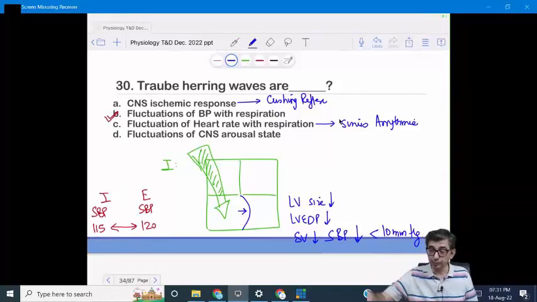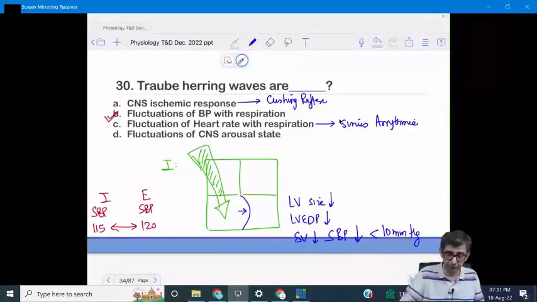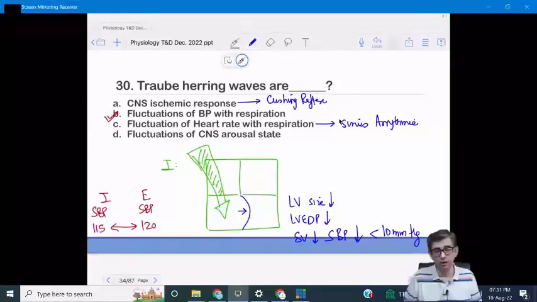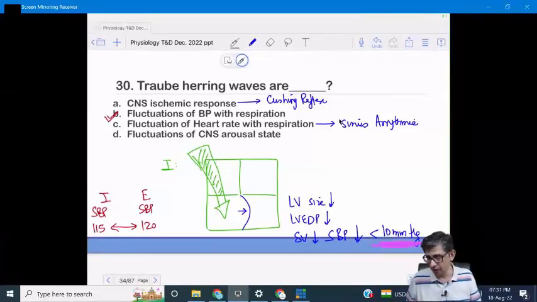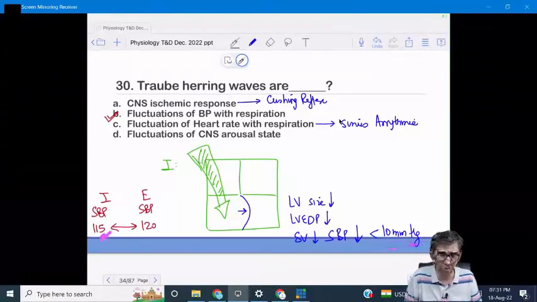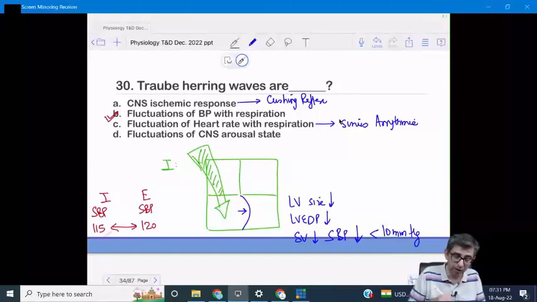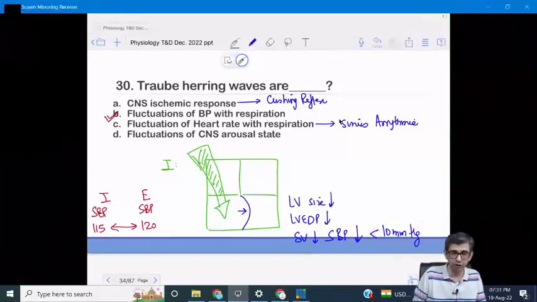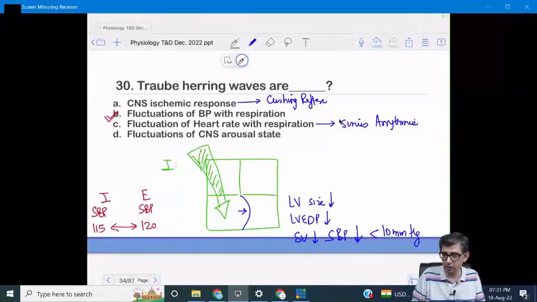But this change of blood pressure on inspiration and expiration is due to this septal deviation: more blood coming in, septal deviation, less size of the left ventricle. Smaller left ventricle means less comes in, less goes out, and this causes BP to fall to an upper limit of 10. That is why I wrote the value 115 here; I could have written 110 or 105 also. I wrote 115 only because the usual fall is less than 10. This physiology is what is called as Traube-Hering waves. Answer to 30 is option number B.